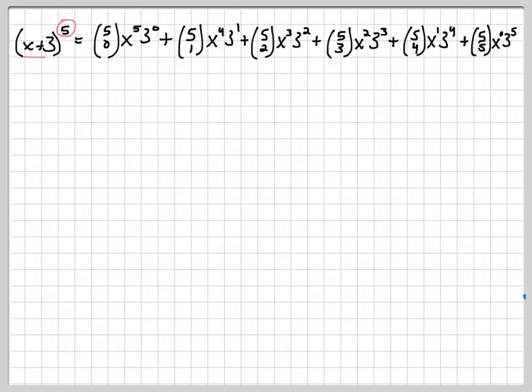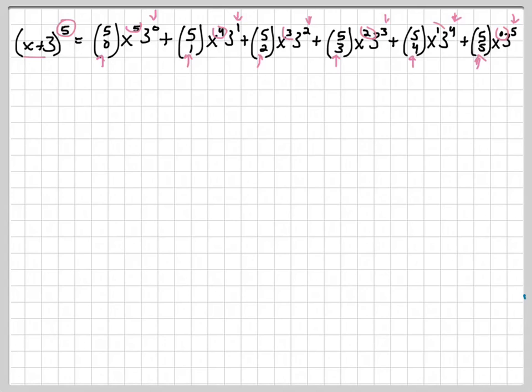First, for our coefficients, for our combinations, we start at 0 and we increase our r value with each multiplication, with each time that we go. Also, you'll notice that the exponent on x decreases by 1 every step of the way, all the way down to 0. And finally, the exponent on our second term, the 3, increases as we go, all the way up from 0 to 5.